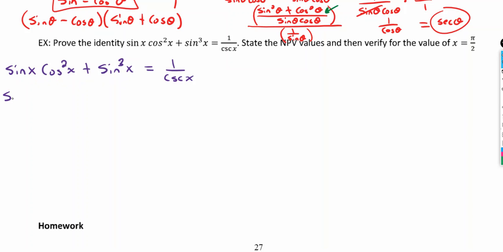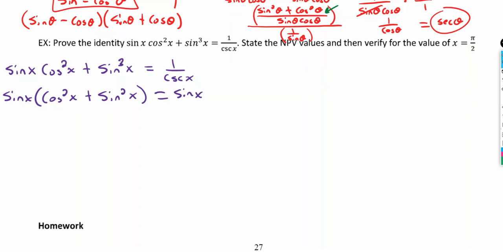So I'm going to write this as sine x times cos squared x plus sine squared x. Hey, that's a good sign. Then that would be equal to, and cosecant x is really the same thing as 1 over sine x. Or right off the bat, we could have seen that 1 over cosecant x is just the same thing as sine x.